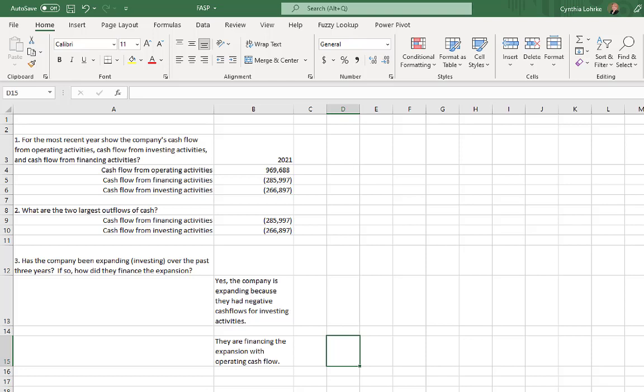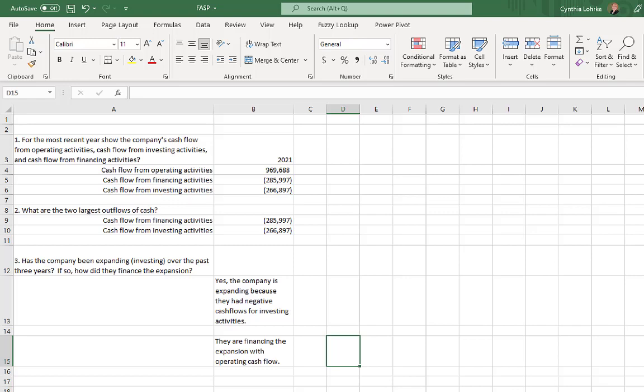So what you're looking for is, are your investing activities positive or negative? If they're negative, that means they're investing. If they're positive, that means they're selling things. So if your investing is negative, you've got to figure out which of these cash flows are financing it. Is it the financing activities? In that case, this would be positive. And what you can do is see, are they taking on more debt?